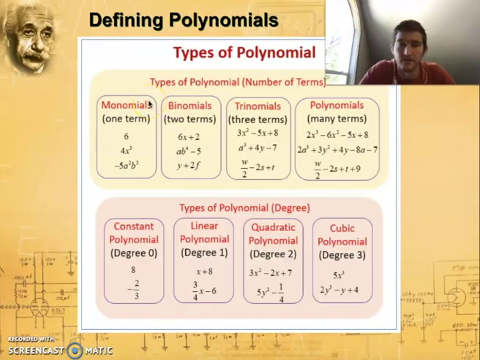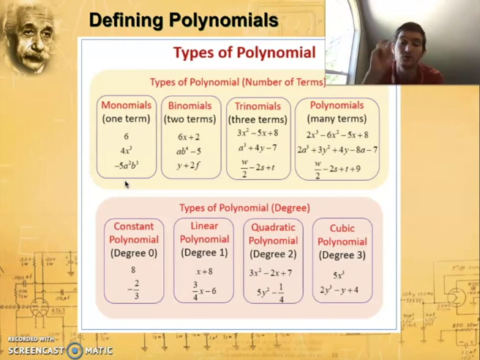All right, now we're going to jump into defining polynomials. Okay, so there are different types of polynomials, and there are 2 main ways we describe them. We either describe a polynomial by the number of terms, or we describe polynomials by their degree. So we initially already looked at what a monomial would be. So that's only one term. So for example, 6 or 4x cubed, or even something as big as negative 5a squared times b cubed.